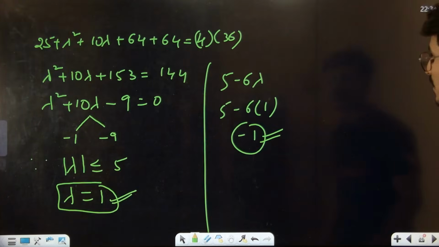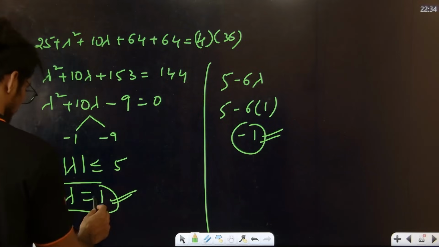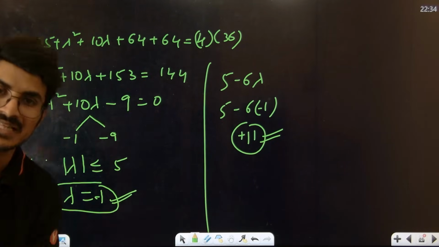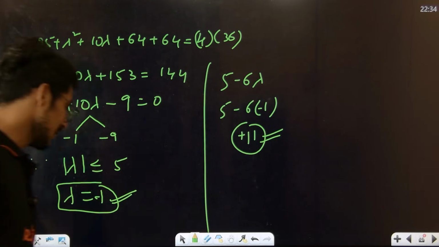Minus 1 or minus 11? Check. Lambda value minus 1, right? So minus of minus plus, so plus 11. Any doubts? Plus 11 should be the answer, not minus 1. Any doubts, people? Are you all understanding? Yes, sir.